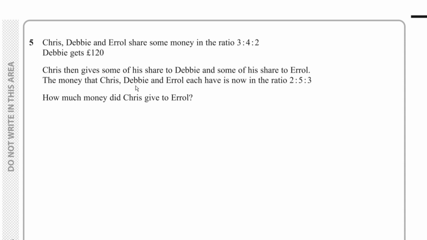Question number 5. Chris, Debbie and Errol share some money in the ratio 3 to 4 to 2. Debbie gets £120. Chris then gives some of his share to Debbie and some of his share to Errol. The money that Chris, Debbie and Errol each have is now in the ratio 2 to 5 to 3. How much money did Chris give to Errol?